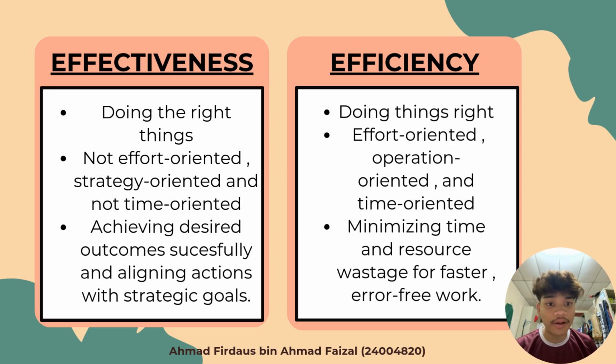Effectiveness is about doing the right things: not effort-oriented, but strategy-oriented, and not time-oriented. It means achieving desired outcomes successfully and aligning actions with strategic goals. Efficiency, on the other hand, is doing things right: effort-oriented, operation-oriented, and time-oriented. It means minimizing time and resource wastage for faster and error-free work.